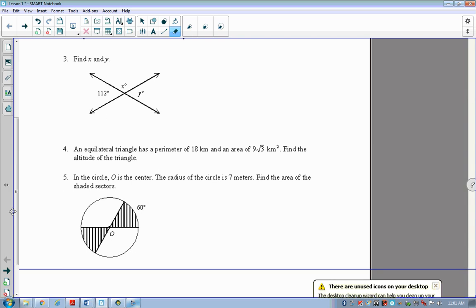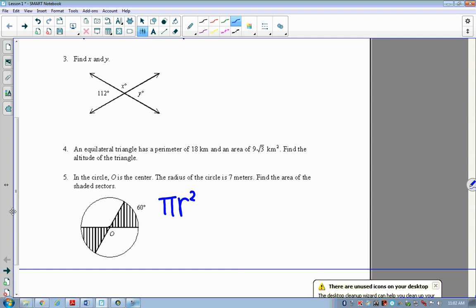In this circle, O is the center. The radius of the circle is 7 meters. Let's see. We want to find the area of the shaded sector. So I know at least in geometry, I think maybe in algebra too, we talked about the area of a sector formula. So what is the whole shape that we see there? A circle. How do we find the area of a circle? What's the formula? Pi r squared.